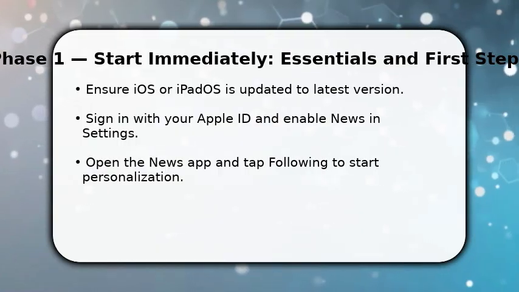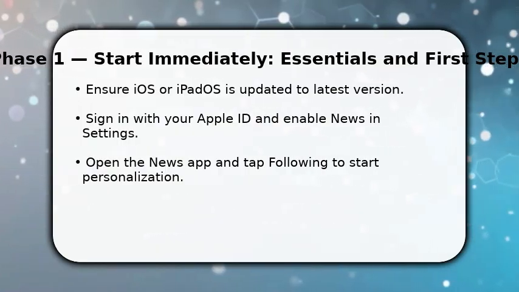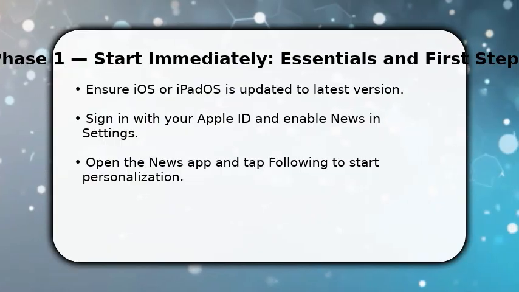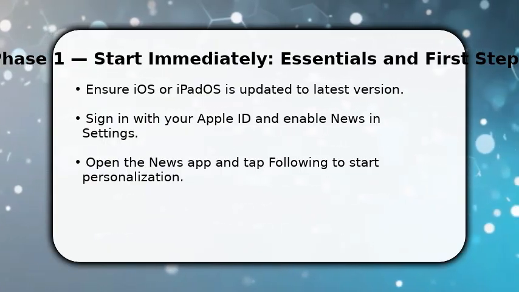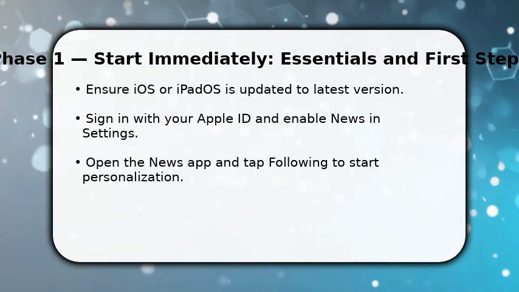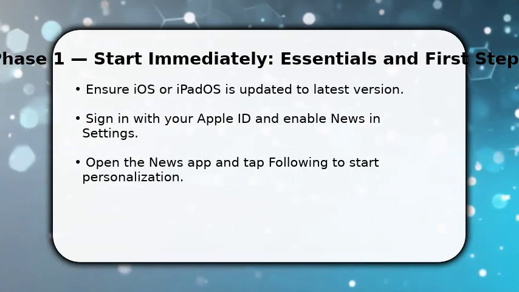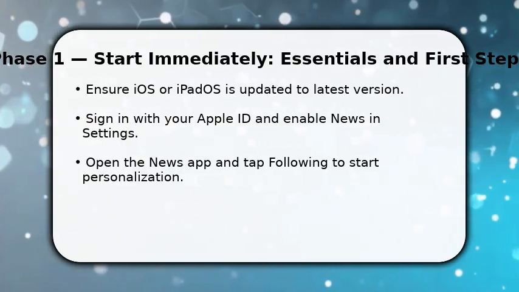Tap Topics, Channels, or Favorites to add interests. Pick a few to give the feed signal. Make sure to enable notifications if you want breaking alerts. This quick first pass sets the algorithm's starting point, so the app learns your preferences faster.